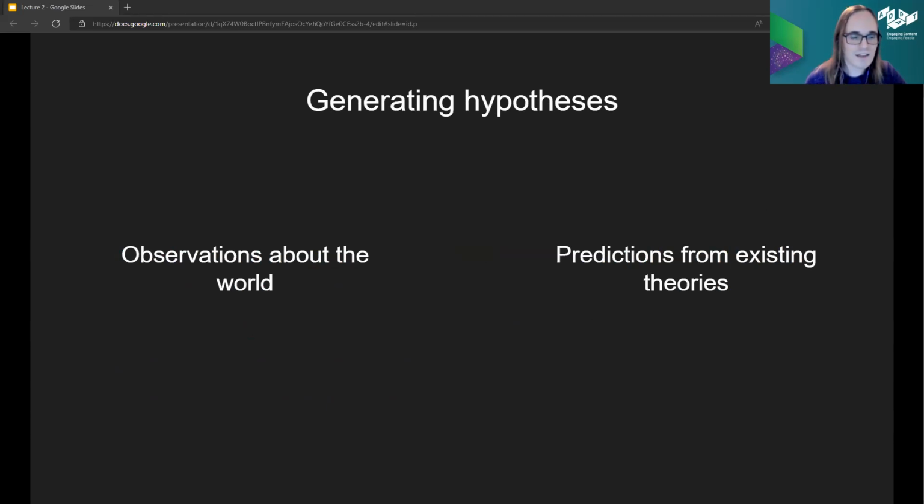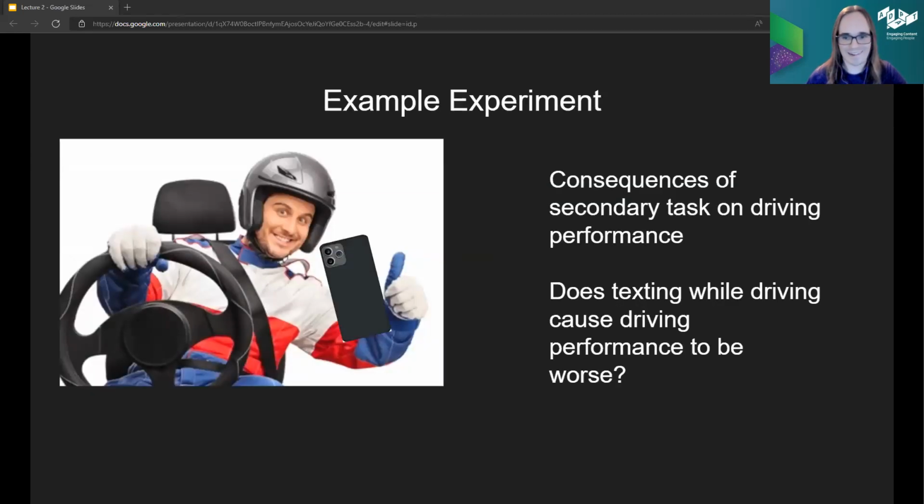So that is my same slide again. I hope I didn't lose a slide there. So let's talk about an example experiment.